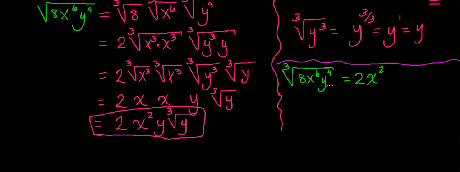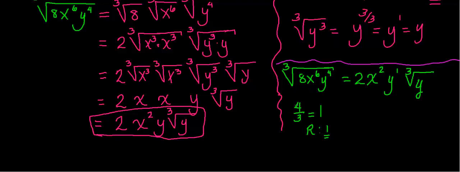I do the same thing with y. I take my y, I look at the exponent, it has a 4, I divide 4 by 3. Now look at what happens when I divide 4 by 3. 3 fits into 4 once. This 1 becomes the exponent of y outside of the radical, y to the 1st power. And I also have a remainder of 1. This remainder is the exponent of the y that stays inside the radical. And that's the short way to do it.